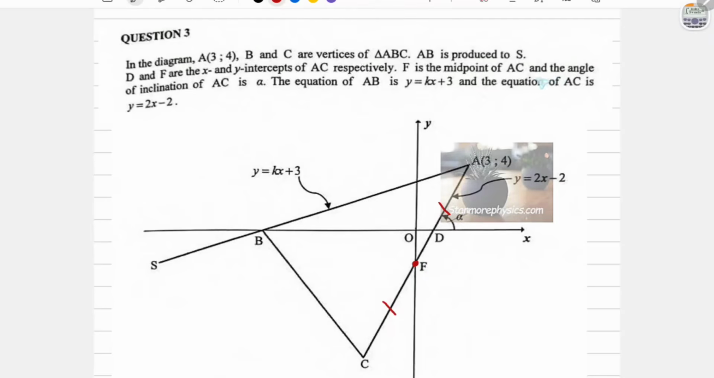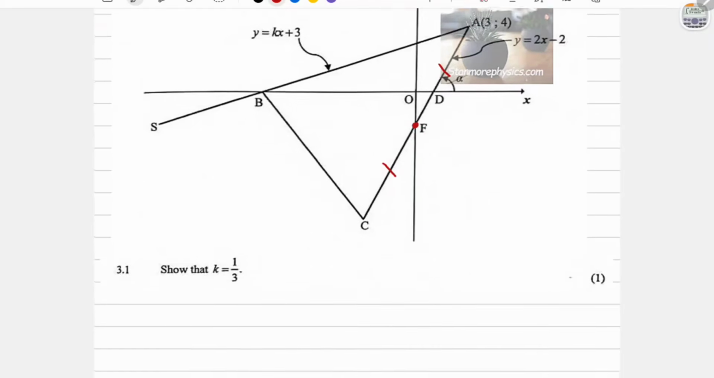And then they tell us that the angle of inclination of AC is alpha. So that's the angle of inclination. The equation of AB is y = kx + 3. Okay, so that's the equation of AB, and the equation of AC is y = 2x - 2. Okay, let's move on to the first question.